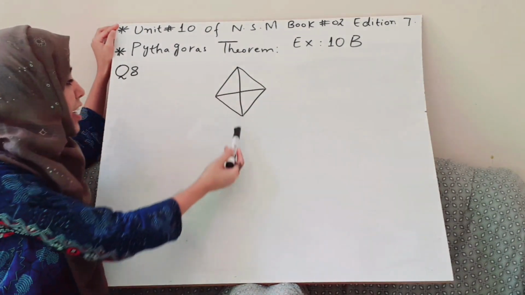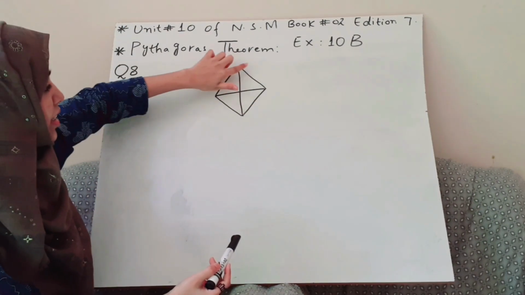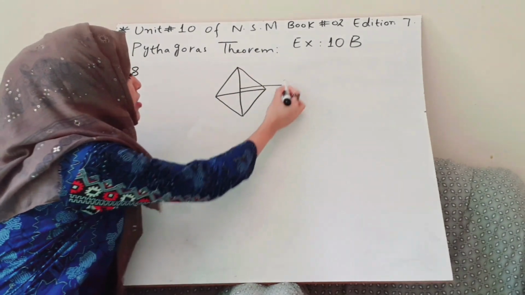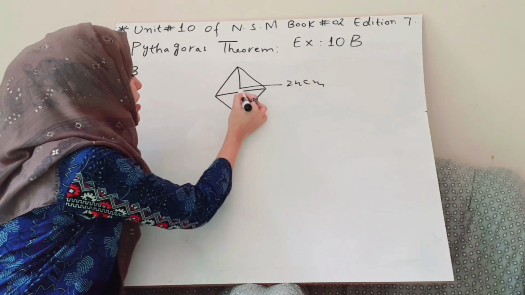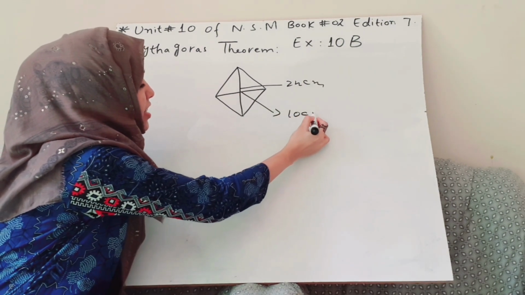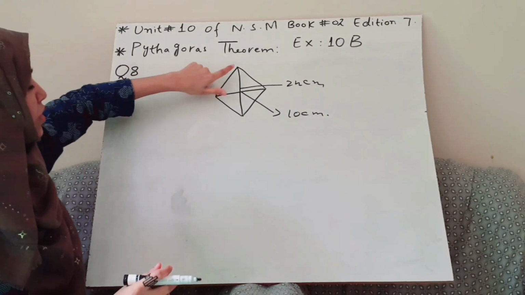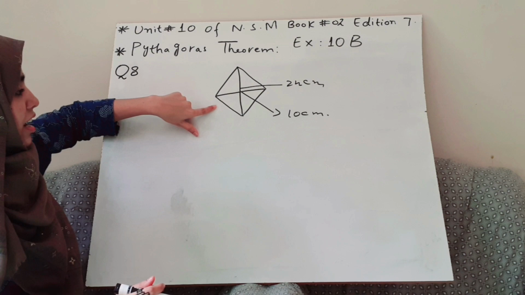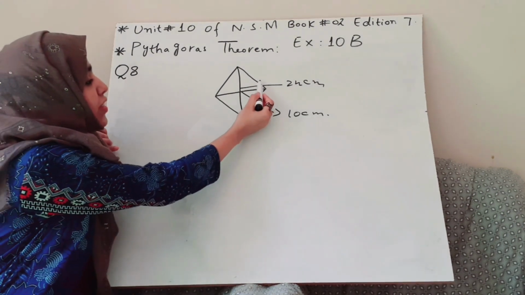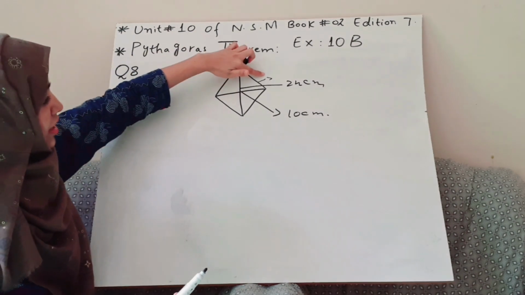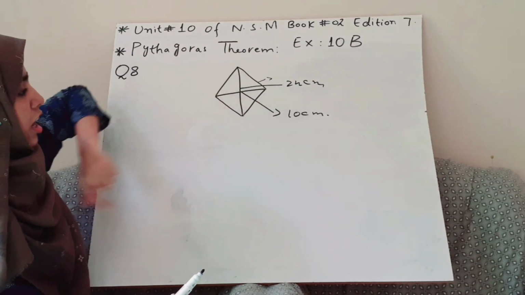So it's like this, it has four sides which are equal, and they have given one diagonal which is 24 centimeter, and they have given the second diagonal of length 10 centimeter. So they have given two diagonals of this rhombus, and what they asked is to find the length of each side of the rhombus. So how to find?